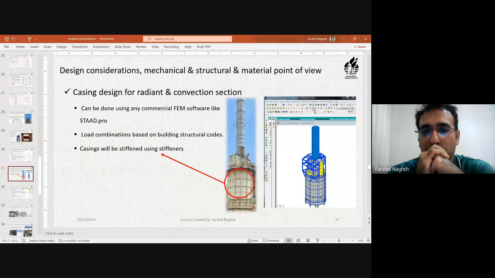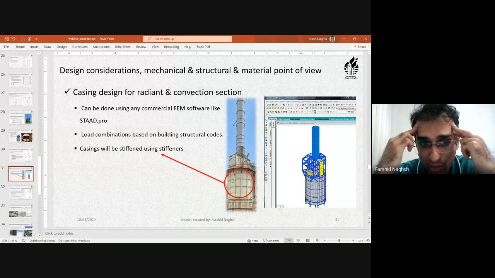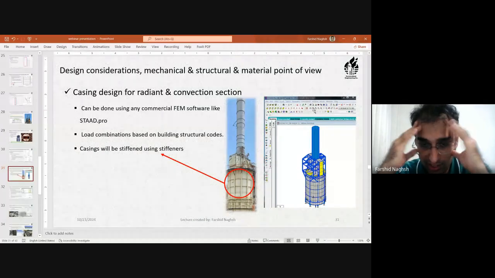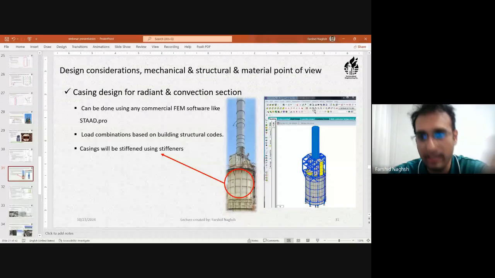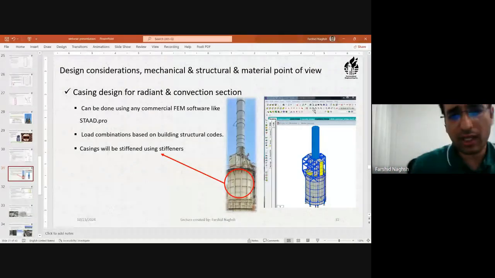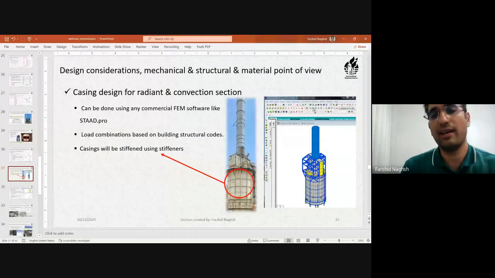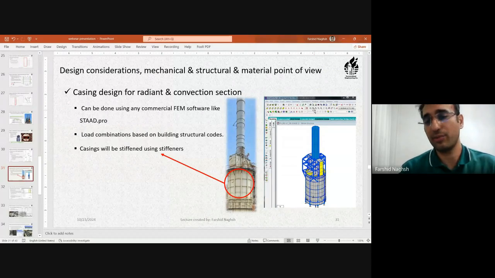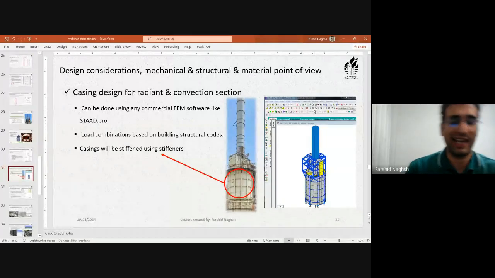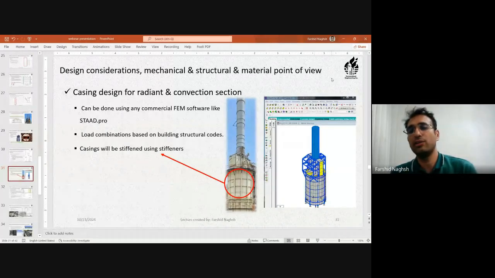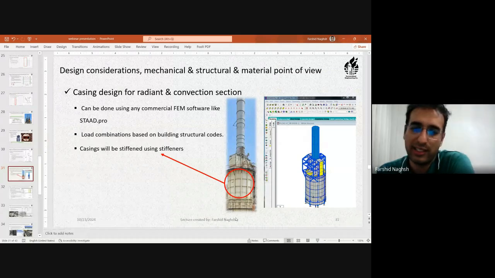And a good question that may come to your mind is, how are the load combinations defined in designing the casing, the body of the heater? Load combinations are taken from building structural codes, which I introduce at the end of this presentation. Because it is an atmospheric casing, it is not a pressure vessel. You can use load combinations addressed by building structural codes and use them to your benefit to design the casing of the heater.